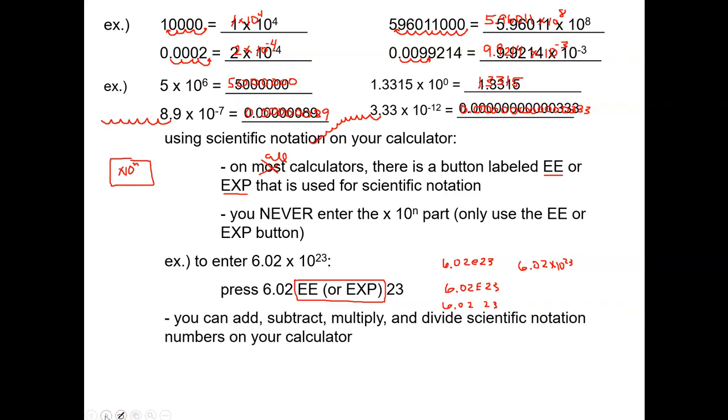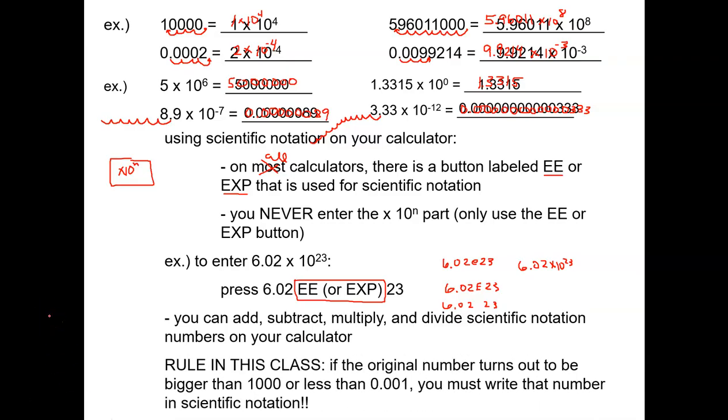Then you can take that and subtract or add or multiply or divide any of those kinds of numbers. Scientific notation numbers, non-scientific notation numbers. It doesn't matter what kind of numbers you use on your calculator once you know how to use that special button. In fact, there is a rule in this class. It is not found in your book. It is not found anywhere else, but it is a rule in this class only. If the original number of whatever answer you're coming up with turns out to be bigger than 1,000 or less than 1,000th, you must write that number in scientific notation.